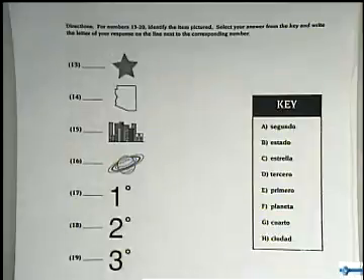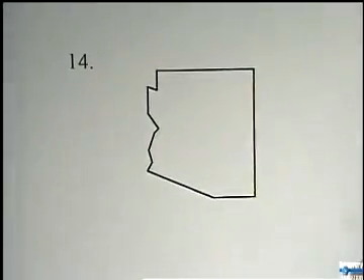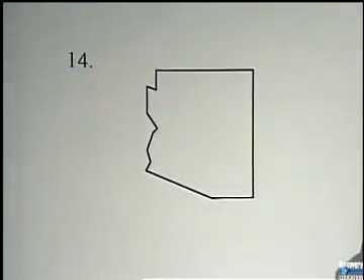Let's go ahead and get started with number 13. Find the name for this one in the answer key. Write the letter of your response next to number 13. Okay, let's continue now with number 14. See if you can figure out what that's called. Find your response in the answer key. Write the letter of your response next to number 14.